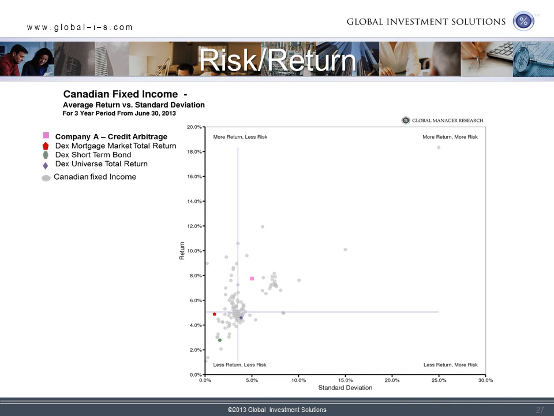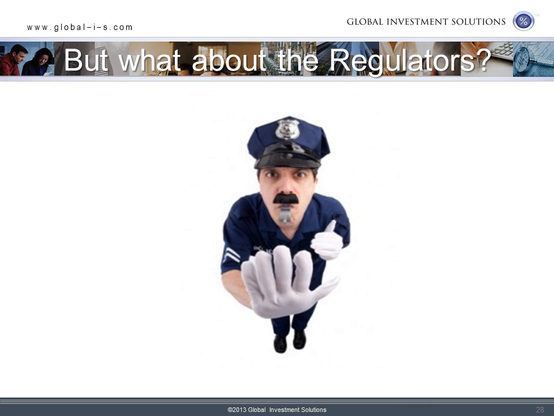And more importantly, those around the pink dot out here that have also earned this same return are taking a lot of duration. So when and if interest rates rise, all of these dots are going to do very, very poorly, while this pink dot will not. So the strategy works, but what about the regulators?